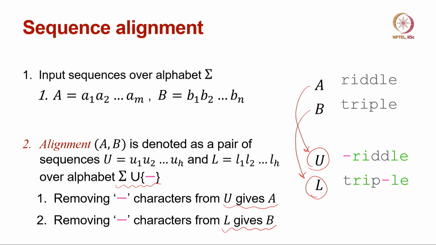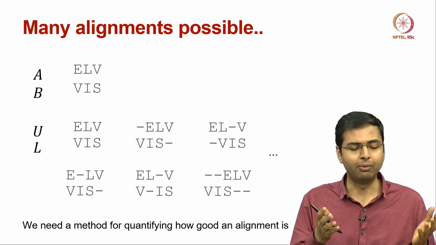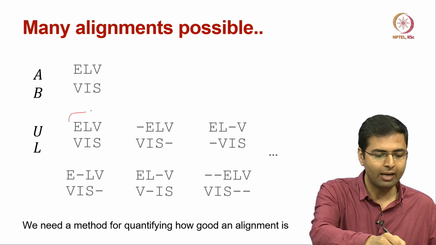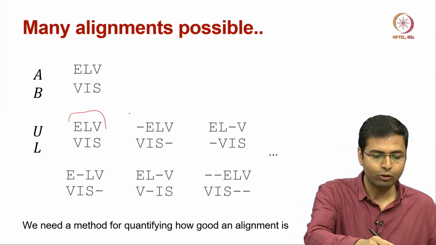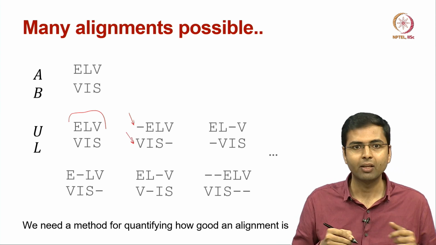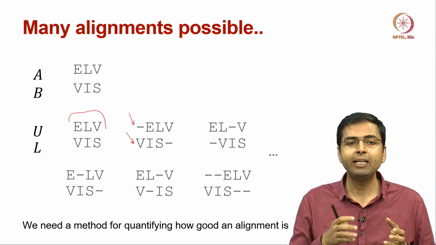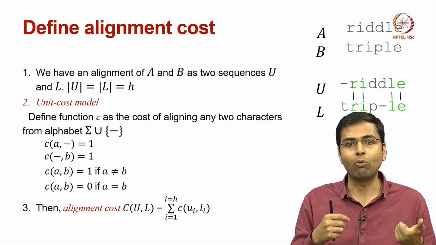Now, once we gave this definition of alignment, we realized that under this definition many alignments are possible. For example, if we take sequences A and B as ELV and VIS, then you can see that there are many alignments possible that satisfy the constraints that we defined: all these U and L are of equal length, and A is a subsequence of U and B is a subsequence of L. This property is satisfied in all these alignments. Therefore, we needed a method to quantify how good an alignment is, and for that we gave a cost model.